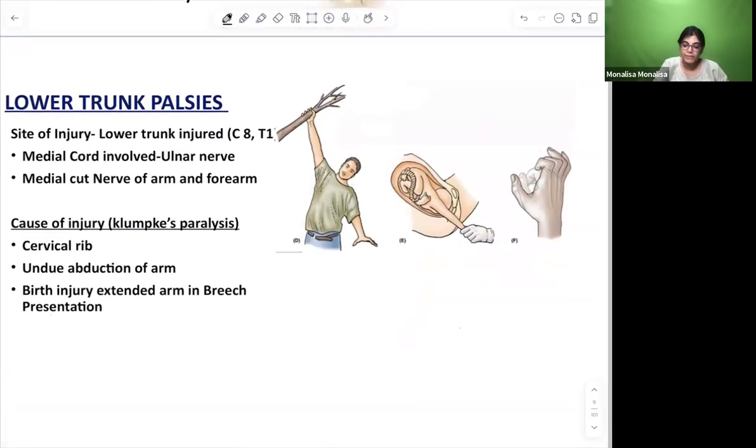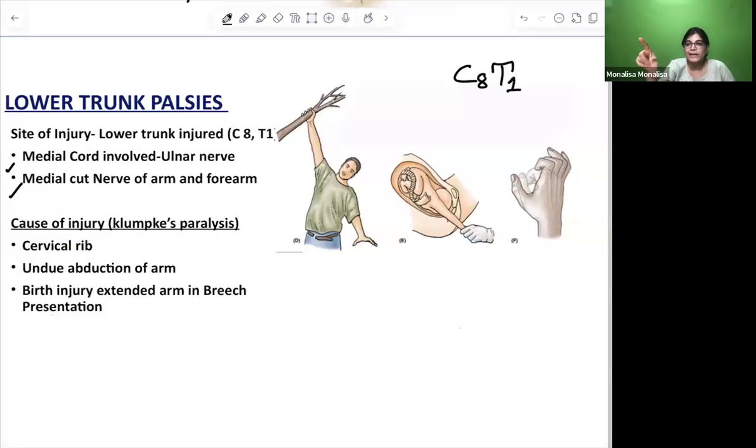Now, lower trunk brachial plexus: here the root values involved are C8 and T1. The site of injury will be the lower trunk of the brachial plexus, mainly the medial cord, and the medial cutaneous nerve of arm and forearm is involved. The reason is hyperabduction injury. What is the reason of injury? Hyperabduction injury, and it will lead to a case of Klumpke's paralysis.